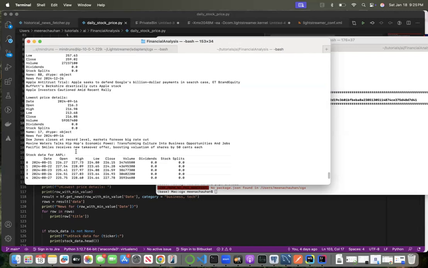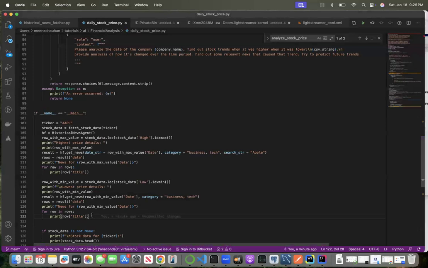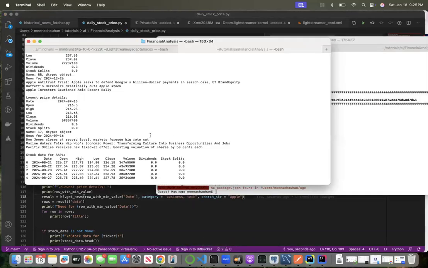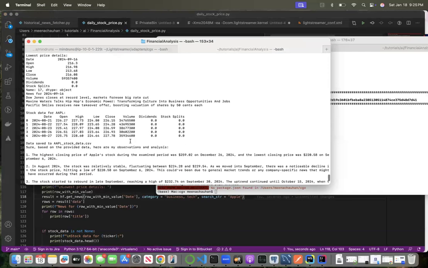Now, what happened here? Nothing related to Apple, but still some news. Or maybe I'm not passing the search category. That's why. I forgot to pass the parameter here, the search category. Okay. So that's why it fetched some random news, because to this call, the search string wasn't passed. But anyways, the first 5 rows.